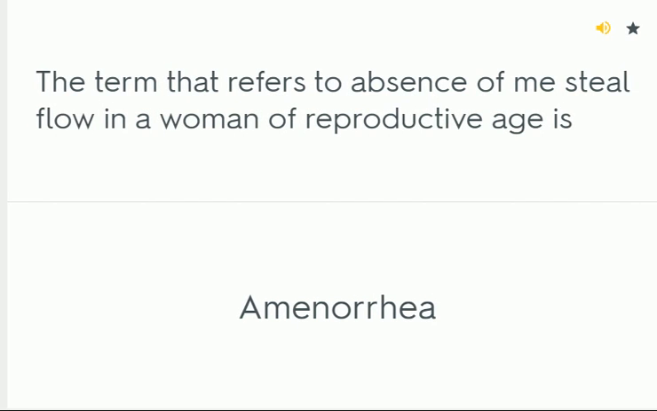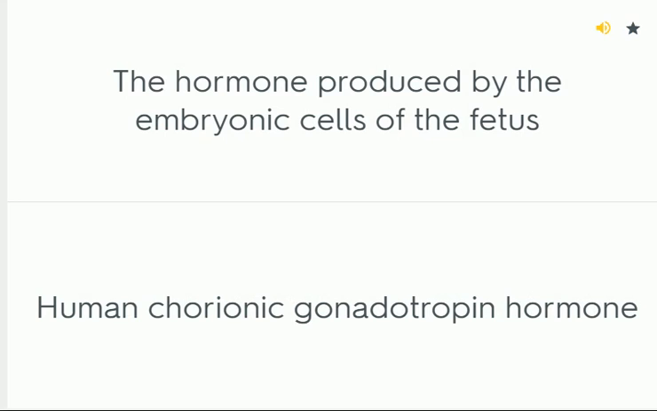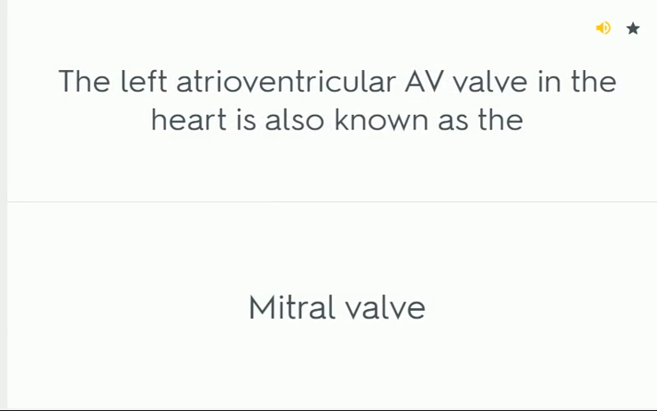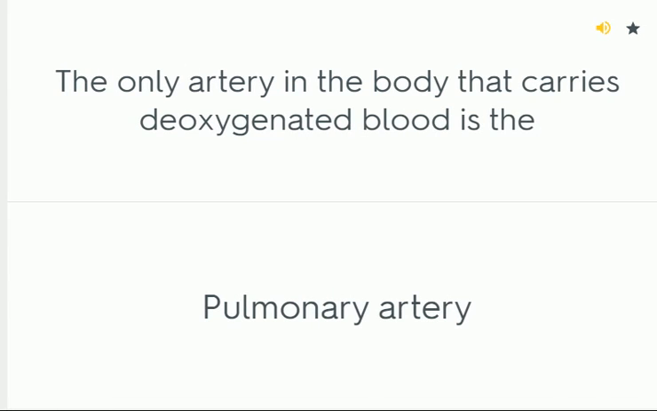The term that refers to absence of menstrual flow in a woman of reproductive age is amenorrhea. The hormone produced by the embryonic cells of the fetus is human chorionic gonadotropin hormone. A substance necessary for proper formation of a blood clot is thrombin. The left atrioventricular AV valve in the heart is also known as the mitral valve. The only artery in the body that carries deoxygenated blood is the pulmonary artery.